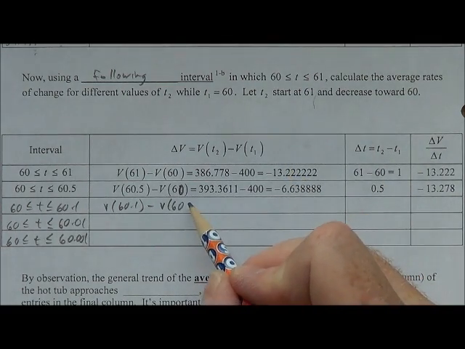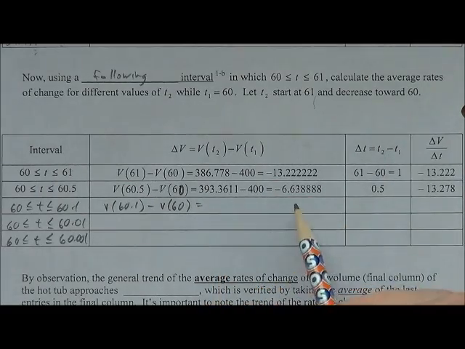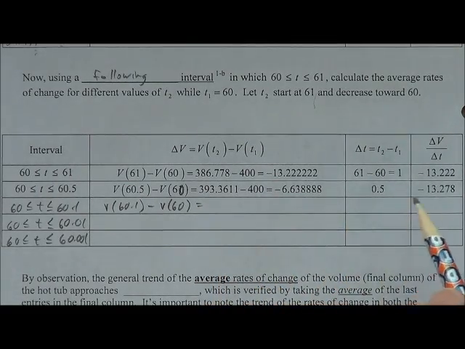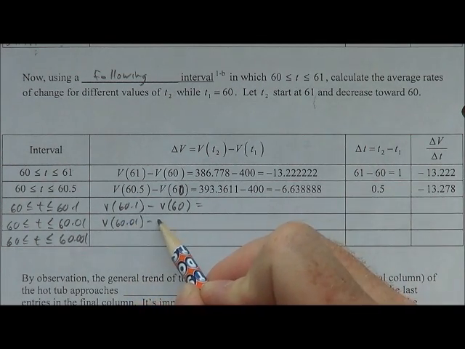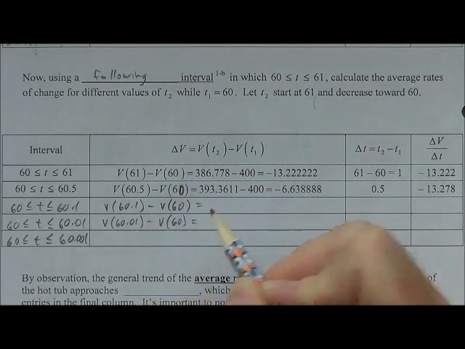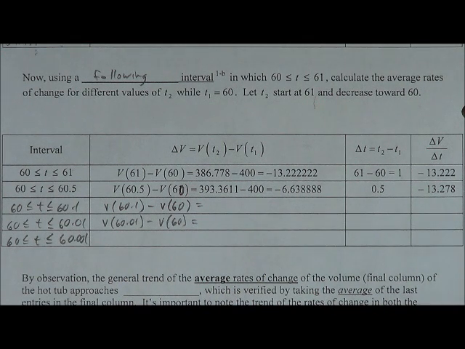And then make that calculation, please, and then we'll do V of 60.01 minus V of 60, continue with that, please. So please continue working on that table and fill out all those values. So please pause the video now to work on that.